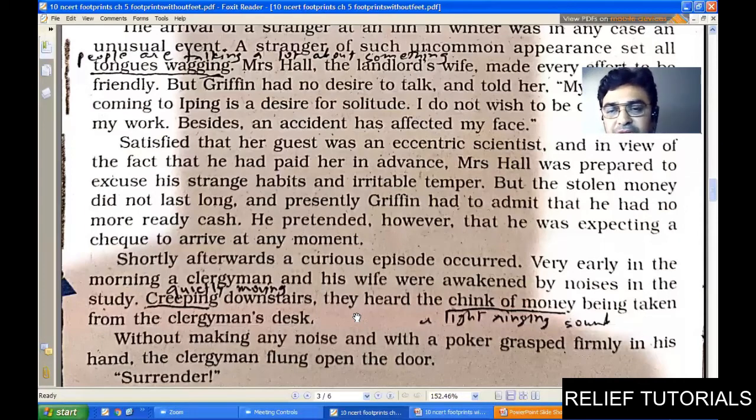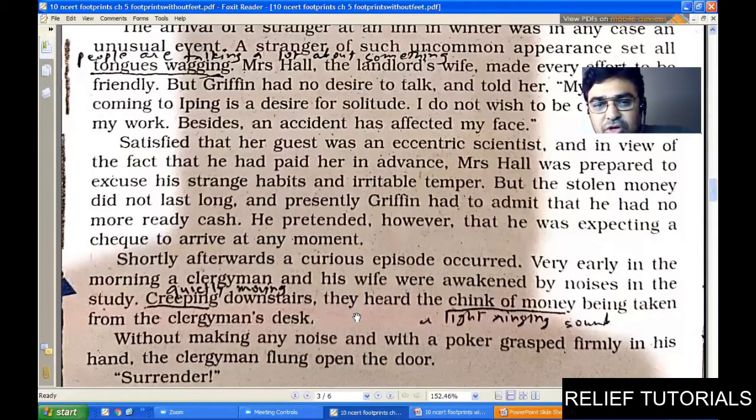But the stolen money did not last. This scientist was using the money stolen from the shopkeeper and paid in advance, but that money did not last very long. The days passed by, and whatever payment had been made was over now. So now he had to pay for the further stay.